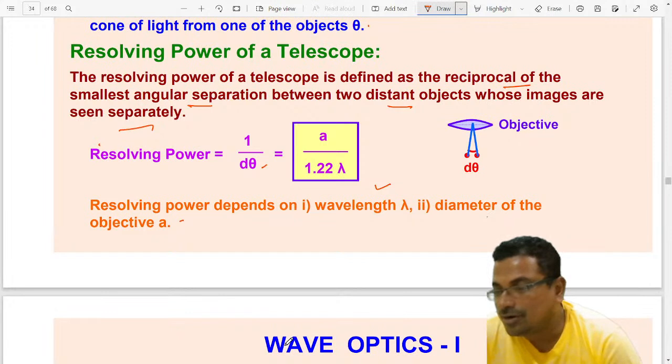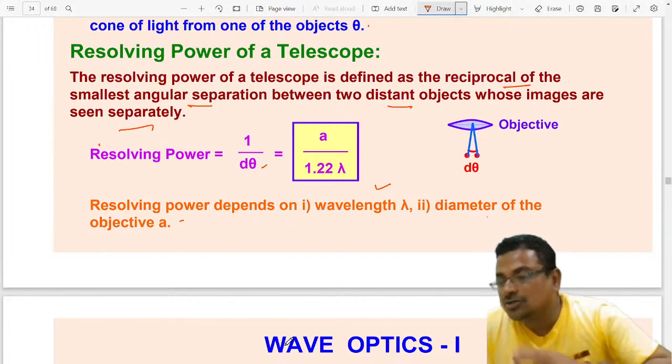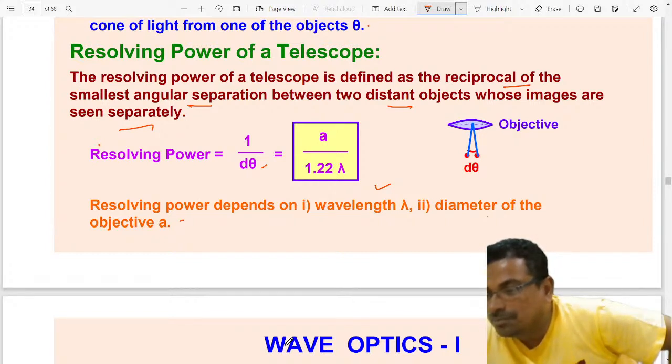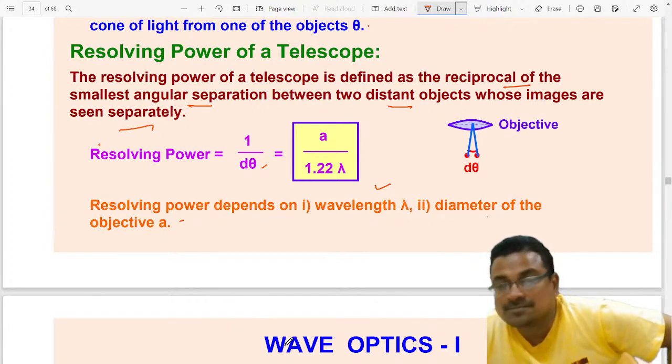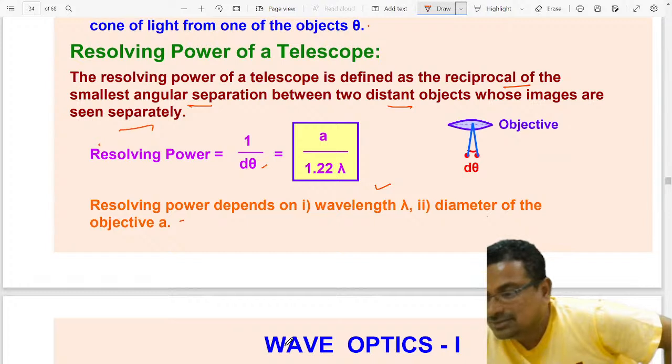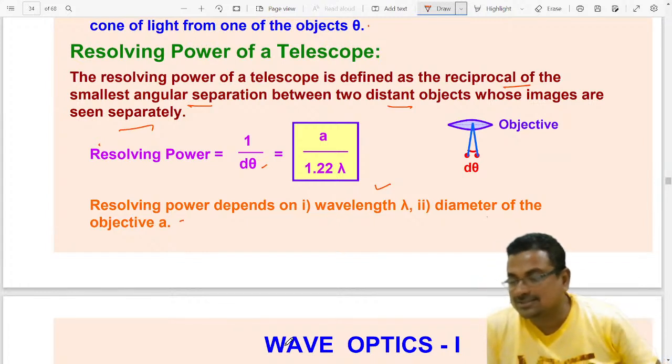So friends, we have learned about refraction by the prism and dispersion by the prism. We have discussed the resolving power of the microscope and telescope. We have learned two types of telescope: one is the astronomical telescope, and the other is the reflecting telescope explained by Newton. And today we have also learned a different topic, scattering of light.